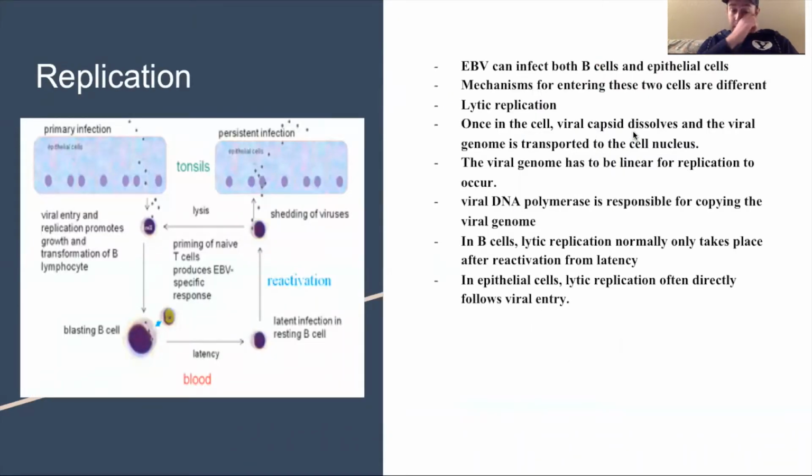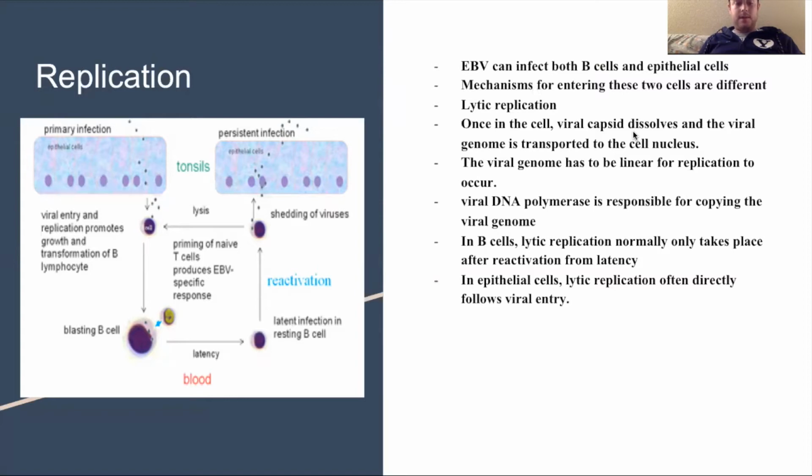Replication. The Epstein-Barr virus can infect both B cells and epithelial cells, but the mechanism for entering each cell is a little bit different. To enter a B cell, viral glycoprotein GP350 binds to a cellular receptor. Then a different viral glycoprotein interacts with a molecule that detects antigens. This glycoprotein tricks the cell and fusion of the viral envelope and the cell membrane occurs. The virus can then enter the B cell.